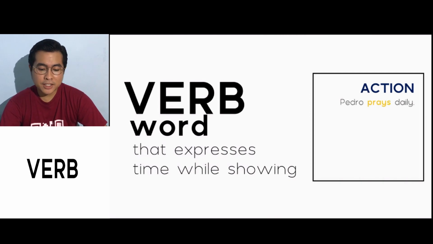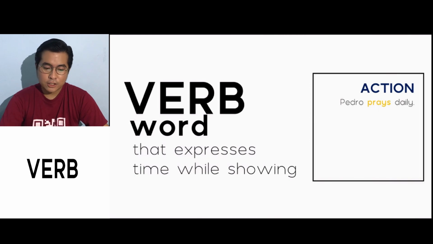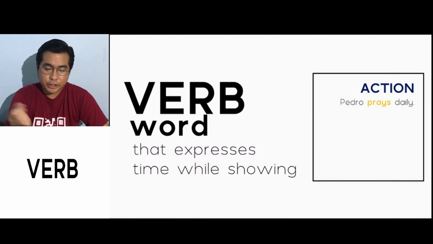For example, you have here, Pedro prays daily. So you have the subject Pedro doing something, and that is praying, or prays. And daily here shows how Pedro prays. The main verb here is prays, an action, a performance, an activity. So that is one definition of a verb.